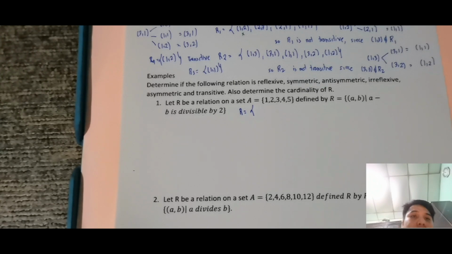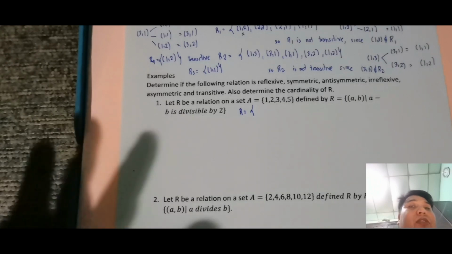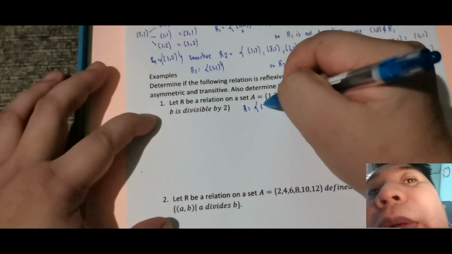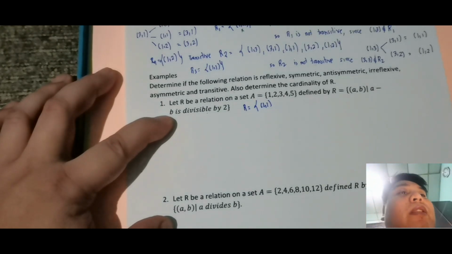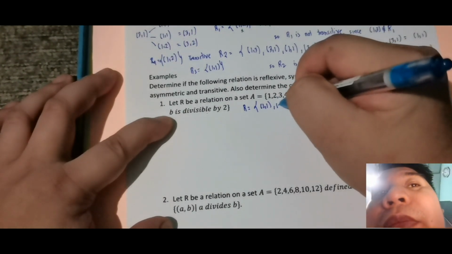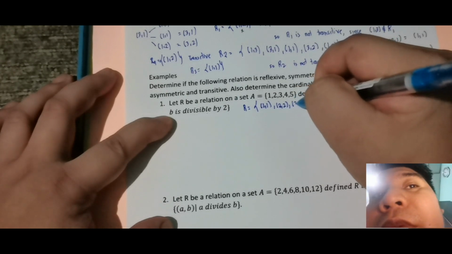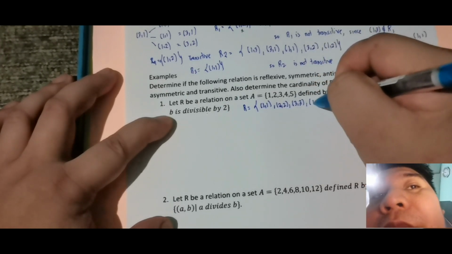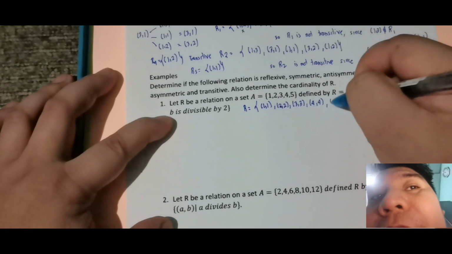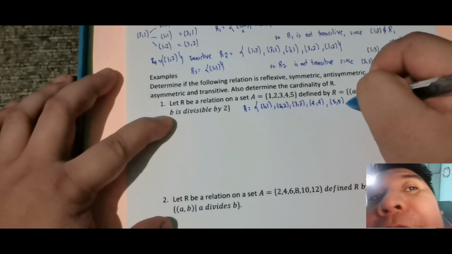Okay, so for example, let's start. You say, sir, (1,1). So (1,1) is included. Why? 1 minus 1 is 0, and 0 is divisible by 2. So technically (2,2), (3,3), (4,4), (5,5) are included. So for reflexivity, include them all. That is, (1,1) is included because 1 minus 1 is 0, divisible by 2. Next, (2,2), (3,3), (4,4), and (5,5). That's all for now.